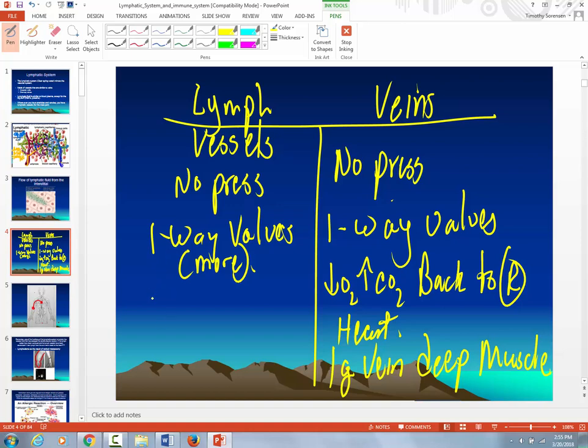They carry this clear fluid called what? Called lymph.